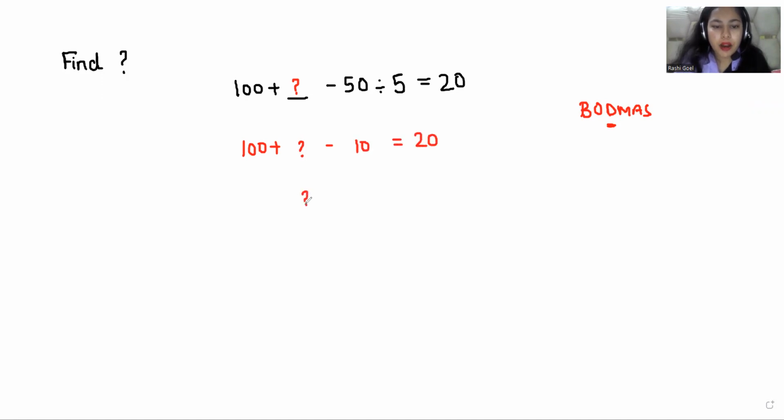Now 100 plus question mark minus 1 is equal to 20. The minus 1 goes to the other side as plus 1. So 100 plus question mark is equal to 21. And the value of question mark is 21 minus 100. That is minus 79.